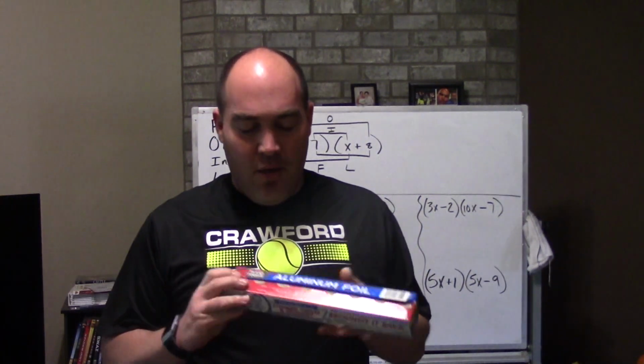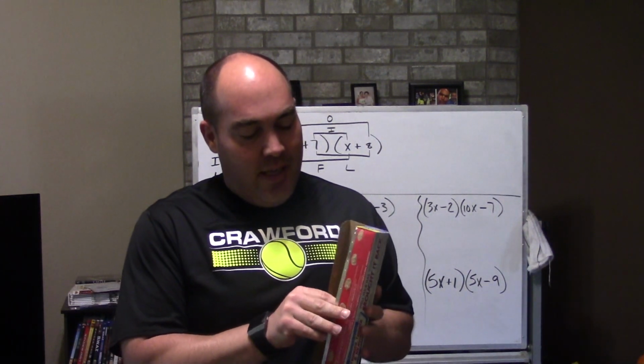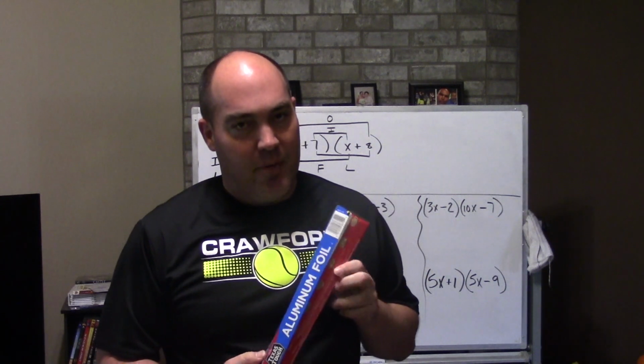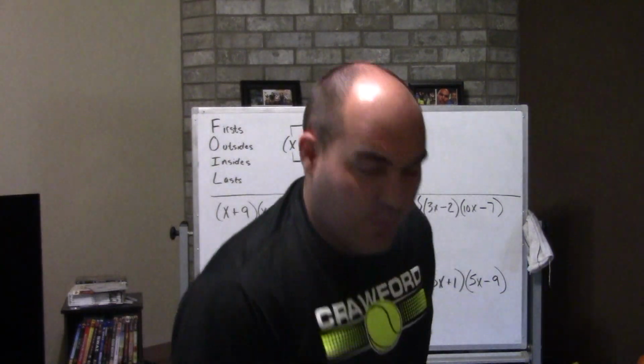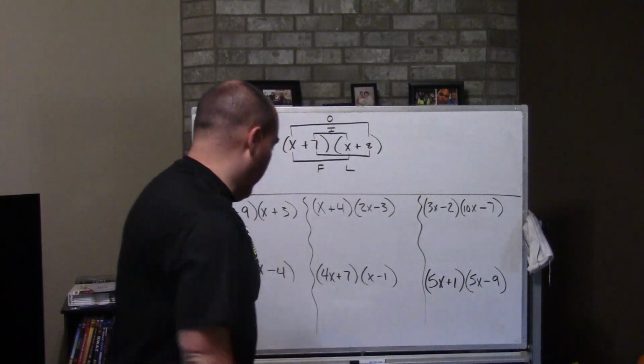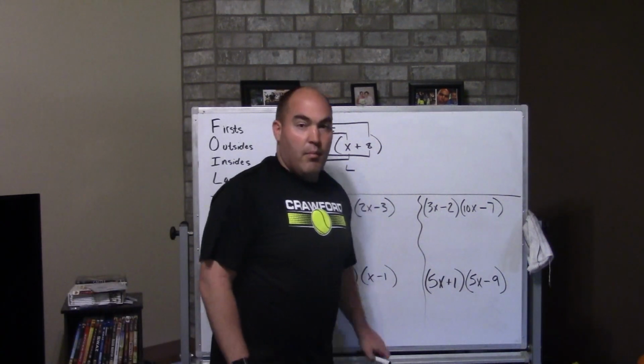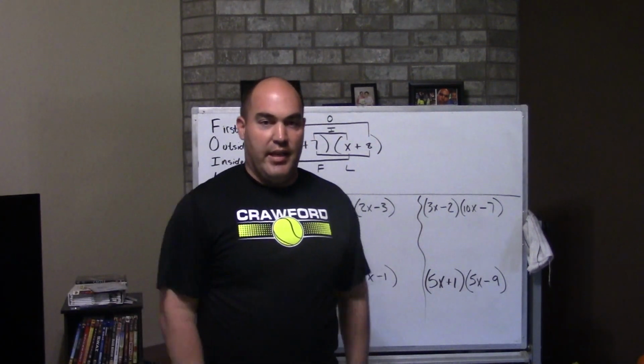Anyhow, today we're going to be talking about foil. No, not this foil. This foil can do a lot of good things, but it's not what we're talking about today. Today, we're talking about a different kind of foil, and that is multiplying two binomials together.